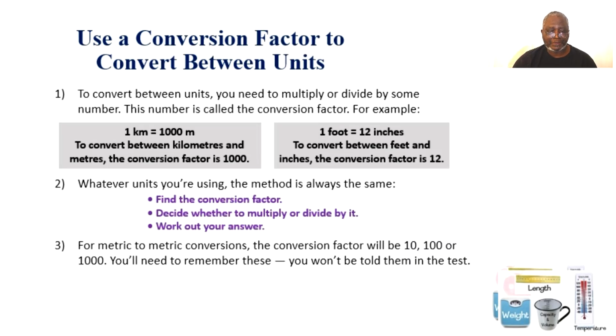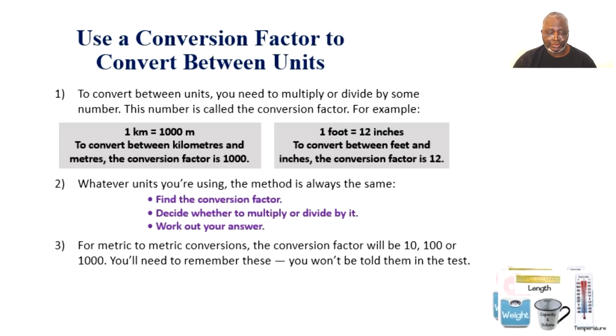Let's look at conversion factors to convert between units. To convert between units, you need to multiply or divide by some number. This number is called the conversion factor. For example, in the little boxes there, 1 kilometer is equal to 1,000 meters. To convert between kilometers and meters, the conversion factor is 1,000. On the right, 1 foot is equal to 12 inches. To convert between feet and inches, the conversion factor is 12.